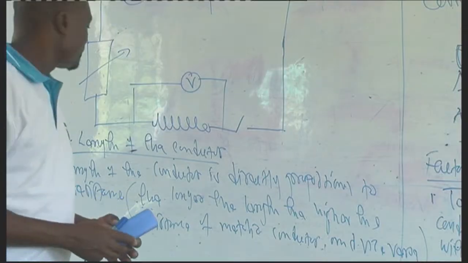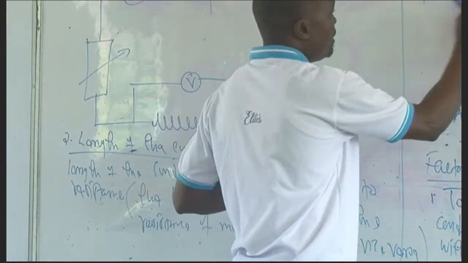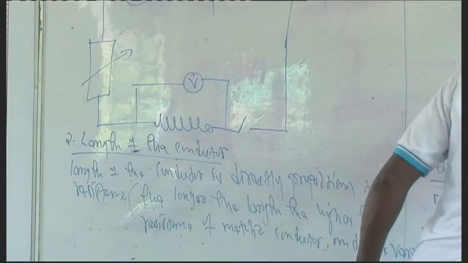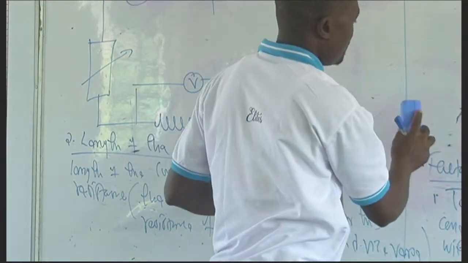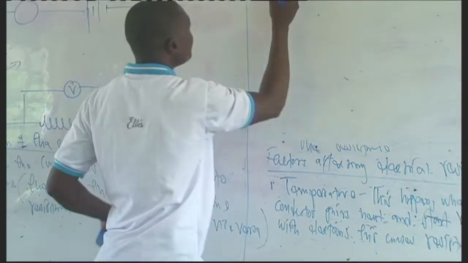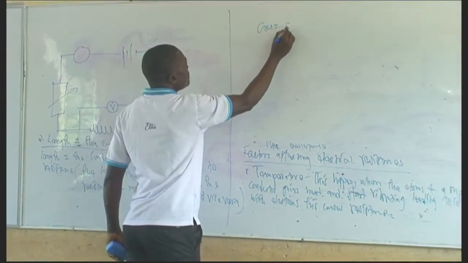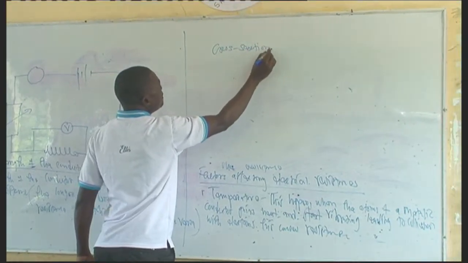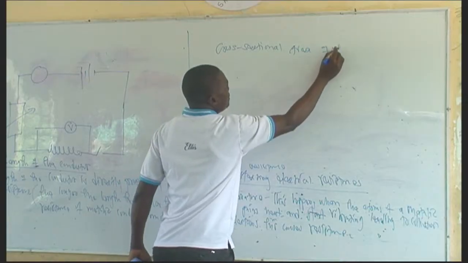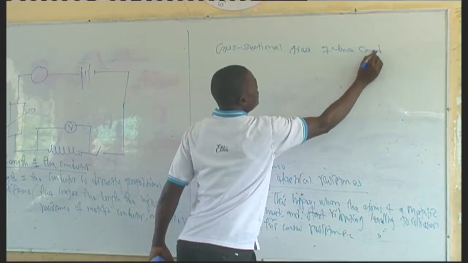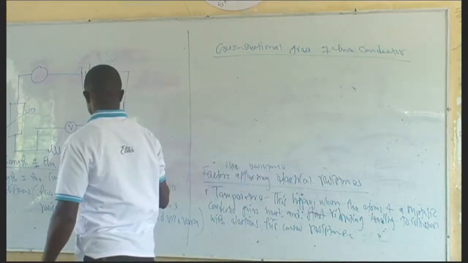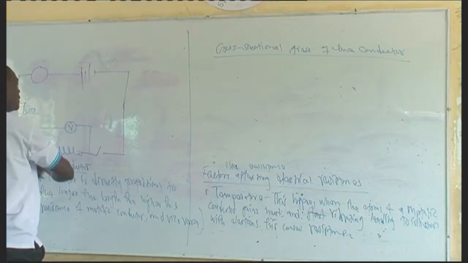Number three, the third factor is what we call cross-sectional area of the conductor. Conductor in this case refers to the connecting wires. These are the conductors.